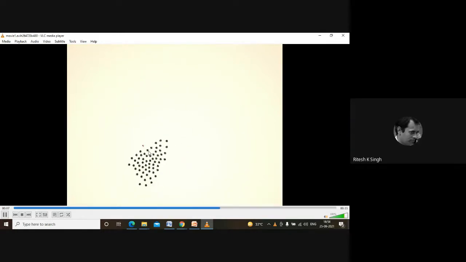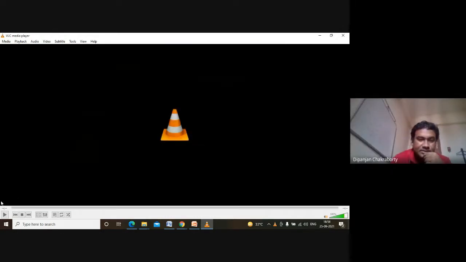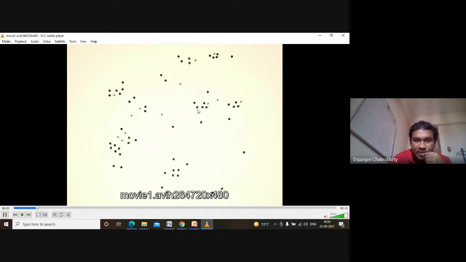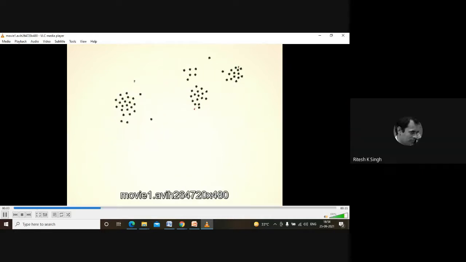So which one is a chaser? The arrow one is a chaser. I couldn't understand. No, no. These are chasing, right? So the black ones are the chasers. Okay, black ones are the chasers.